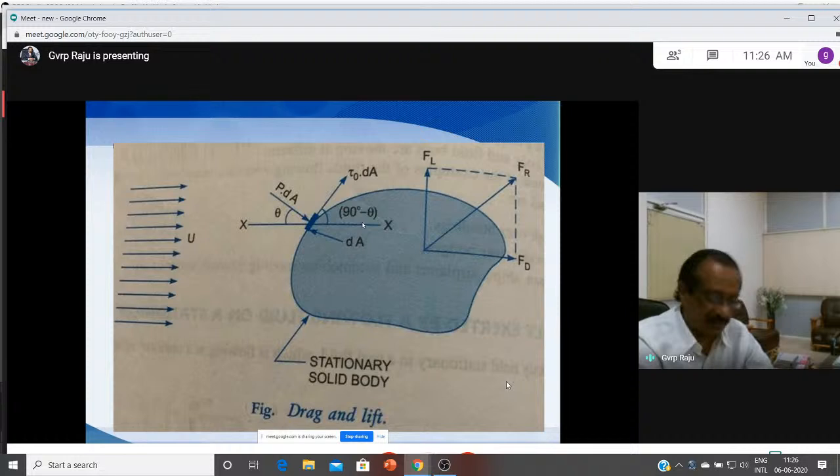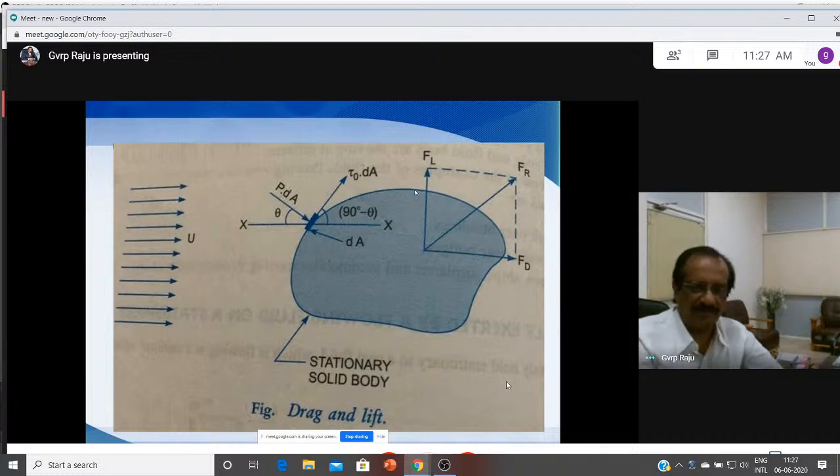So tau dA cos 90 minus theta, cos 90 minus theta is sin theta. Your trigonometry, you need to remember the trigonometry also. Mathematics, trigonometry and physics, you need them everywhere in engineering. So tau 0 into dA into cos 90 minus theta, that is sin theta. So this is the friction drag, this is the pressure drag. So the total drag is equal to pressure drag, P dA cos theta, plus friction drag, tau 0 dA cos 90 minus theta.